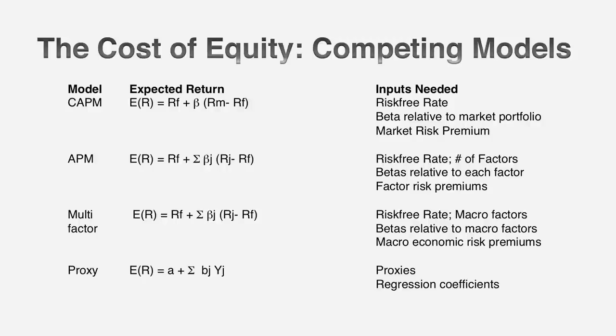There's a final variation on these models that's taken off in the last 20 years, especially as we have access to more data. And these are proxy models. In proxy models, you basically give up on measuring risk. You let something else stand in for it. I'll give you two very widely used proxies.